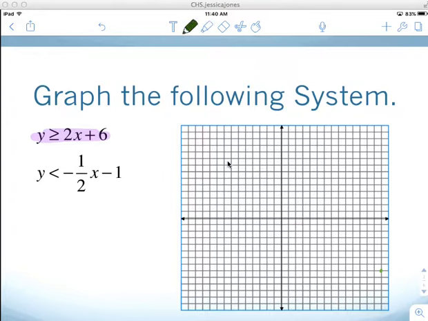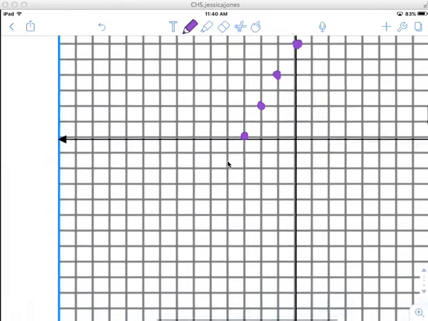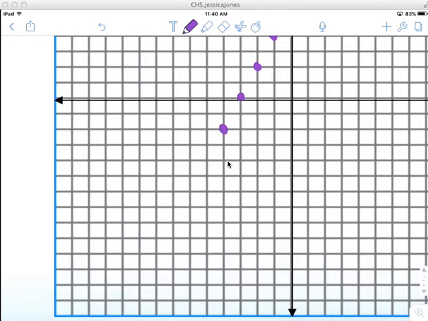So our slope is 2. Our y-intercept is 6. So we're going to start by plotting the point on the y-axis, (0, 6). And then since our slope is 2, we're going to go up 2, right 1. If I go down 2 to keep it positive, I go left 1. And you're going to plot your points all the way across.